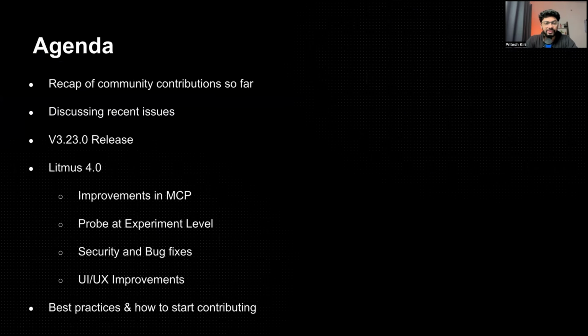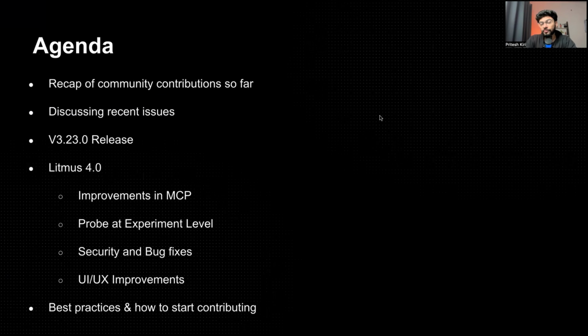So this is a simple agenda. We'll be talking about some of the recent contributions and recent issues that have been created on Litmus. We'll be talking a bit about our 4.0 roadmap, and also be sharing some of the best practices that we can follow to improve the open source process that we do for any open source project in general. And yeah, so let me start with the first thing.